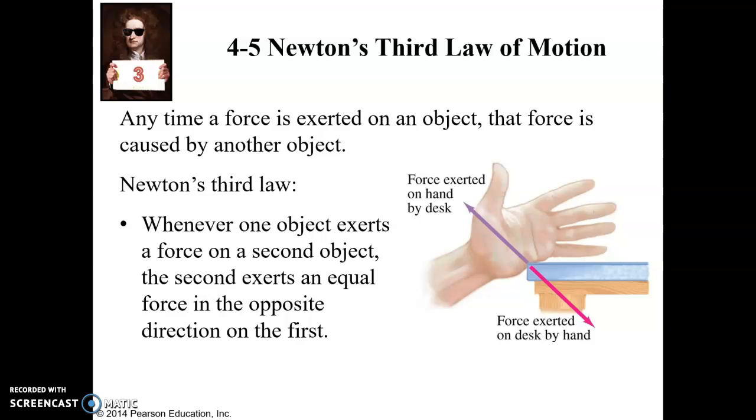All right, let's move on to Newton's third law of motion. And this is whenever one object exerts a force on the second object, the second exerts an equal force in the opposite direction on the first. So you've probably heard this before, something like, for every action, there is an equal and opposite reaction. So, for instance, the hand pressing against the edge of the desk. When the hand presses, the desk pushes back against the hand.